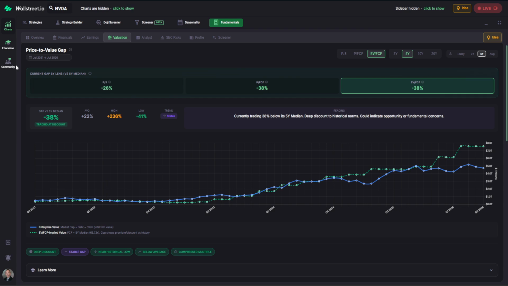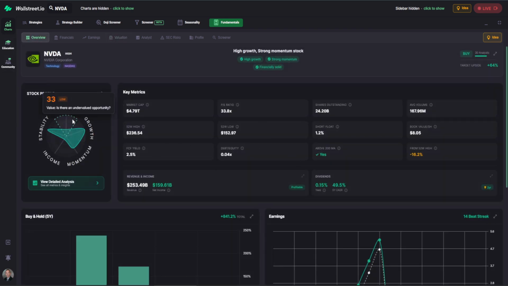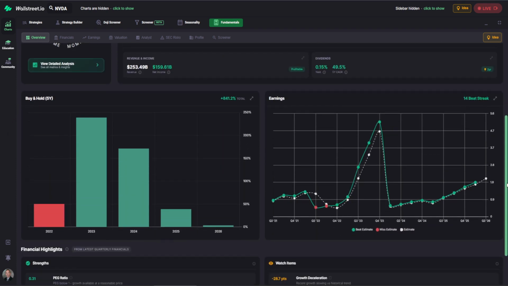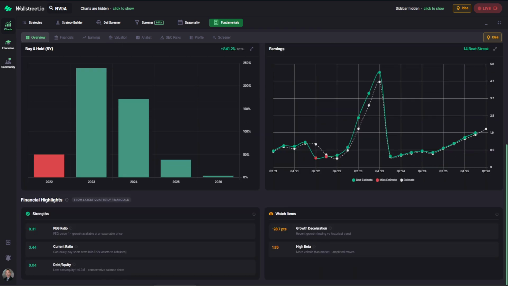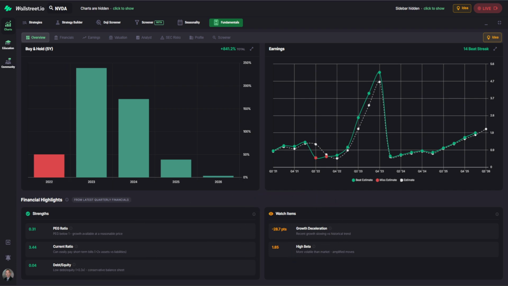Now, let me go through and show you what else you have in here. You have the overview, which lets you know where it stands as value, growth, stability, gives you a score, the key metrics. You have a little overview of the earnings estimates in white dashed line. You have the green actual. You have the buy and hold ratings, and you also have watch items. AI helps us out with this. It wraps it up, tells us the strengths and weaknesses of the company on the overview page 1.